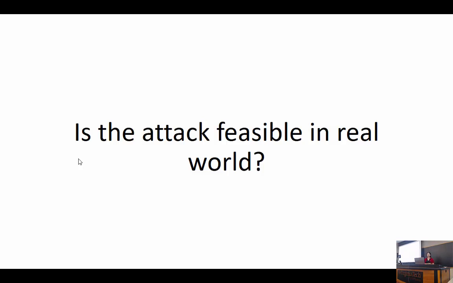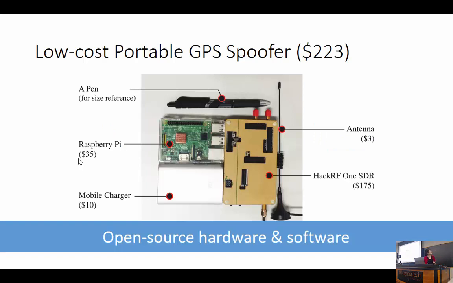Then the next question is, is it possible to really implement the attack in the real world? To answer that question, we built our low-cost portable GPS spoofer using a very small software-defined radio called HackRF, an antenna, a mobile charger, and a Raspberry Pi. And there's a pen here, so you can see the comparison to the size of our GPS spoofer. This size is very small. You can fit it very easily into a lunchbox, actually much smaller than this one.